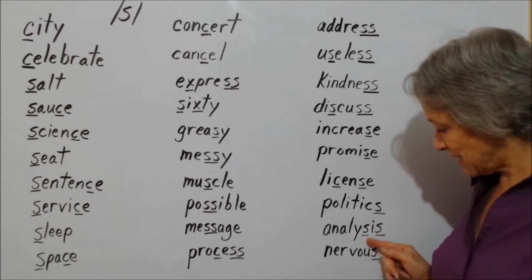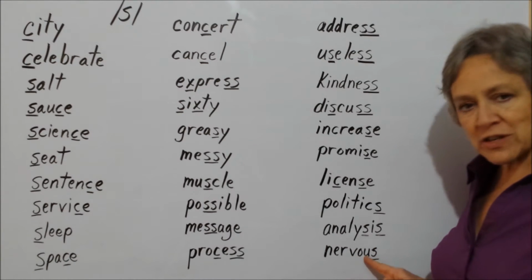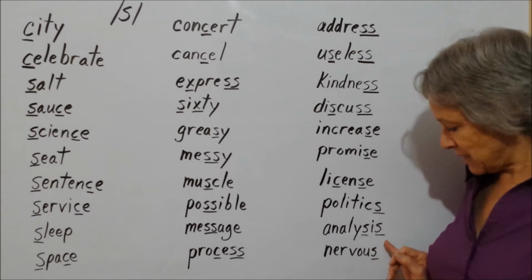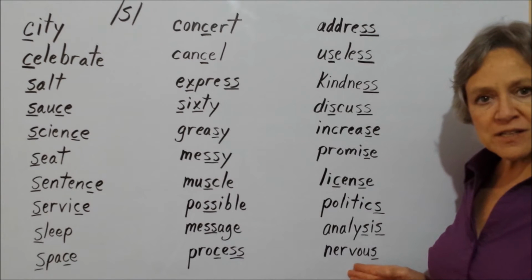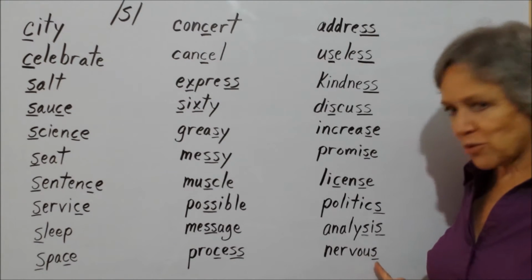Here I have analysis. We have other words that end in S as well. And here nervous. We have many words that end in O-U-S, and the last sound is S. I could have obvious or cautious. Those words also end in O-U-S.